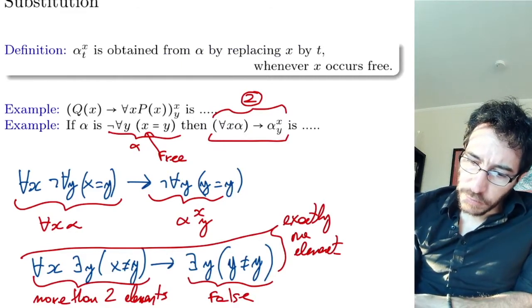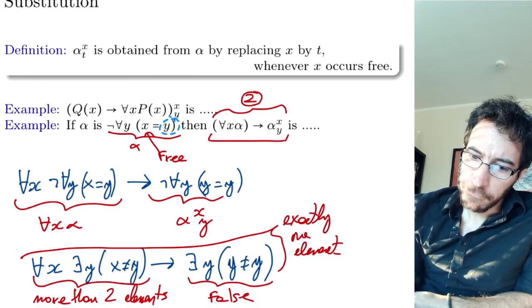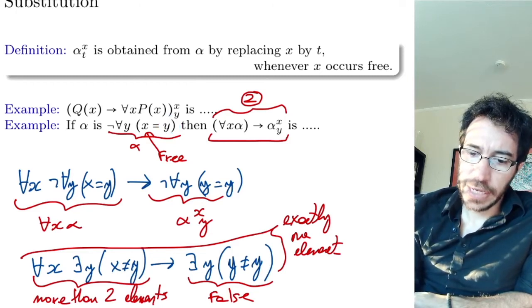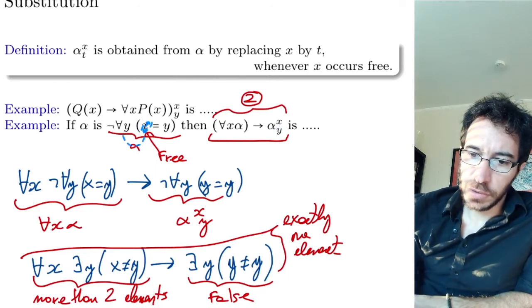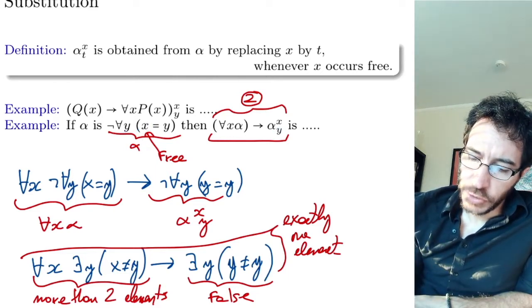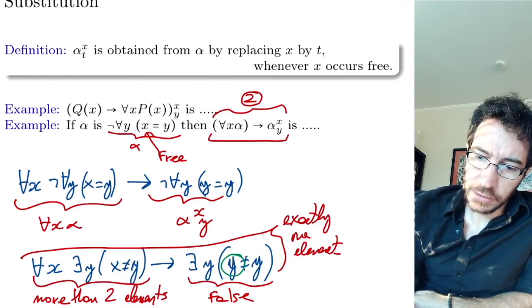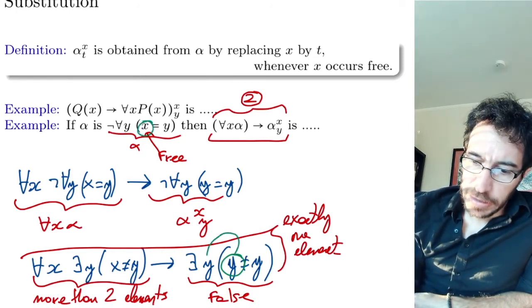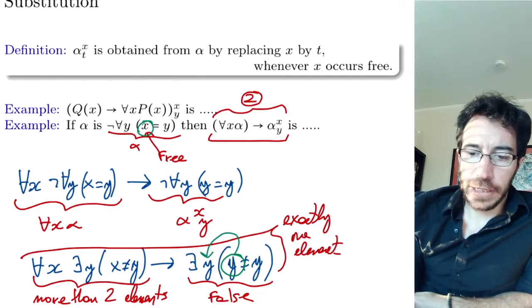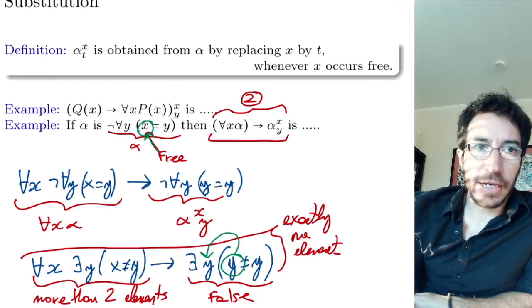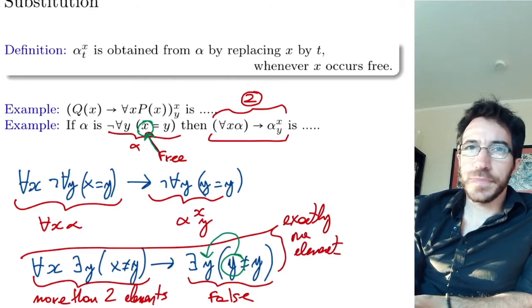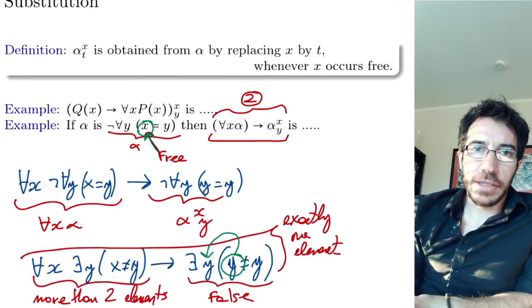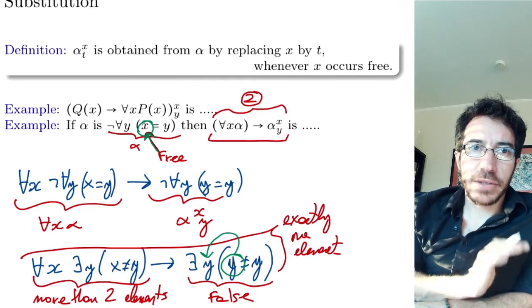Why? Well, because this formula alpha has y up here, it has x up here, and if you change the x by the y, now this one becomes bounded to this quantifier, right? So in the substitution, the x here became bounded by that, while in this one, it was free. Originally in alpha, it was free, and now it became bounded after the substitution. And that's not good. That's messing up the whole idea of substitution. So it's not good to make substitution like this.